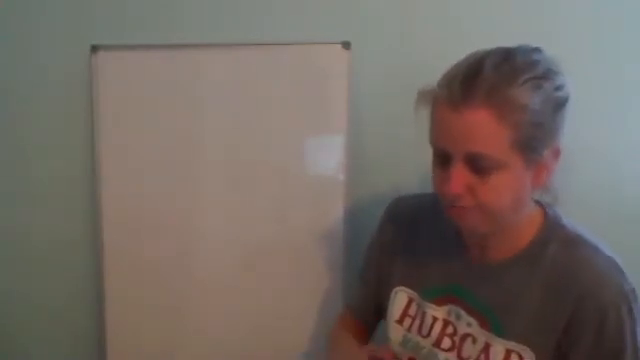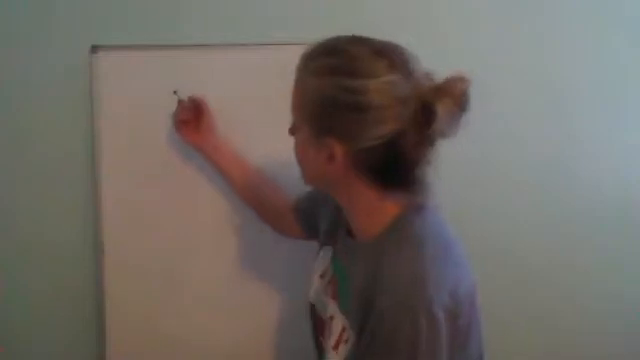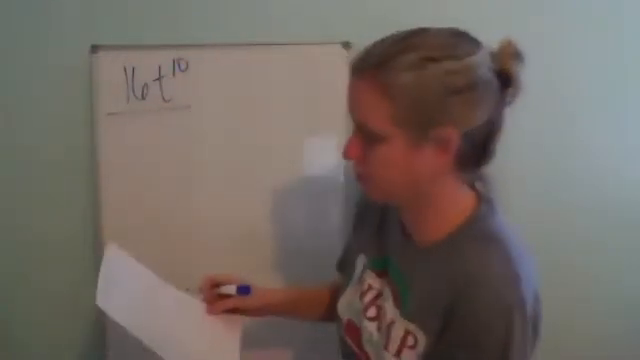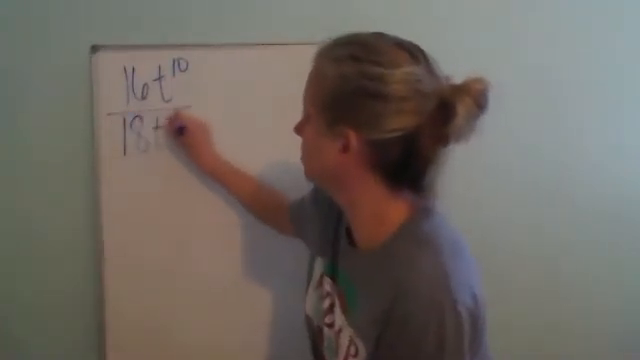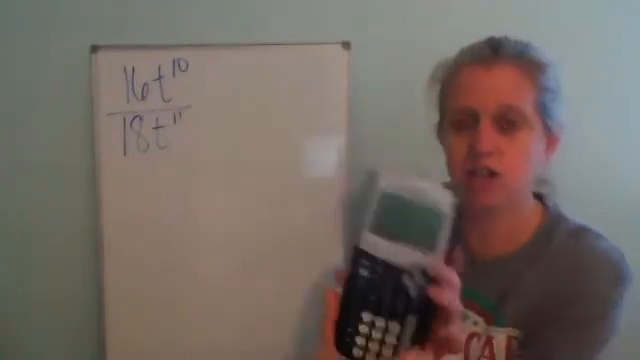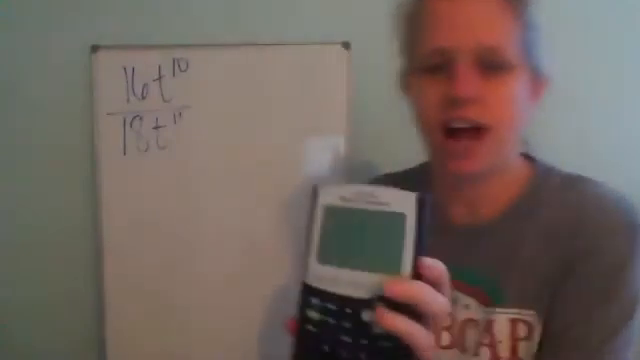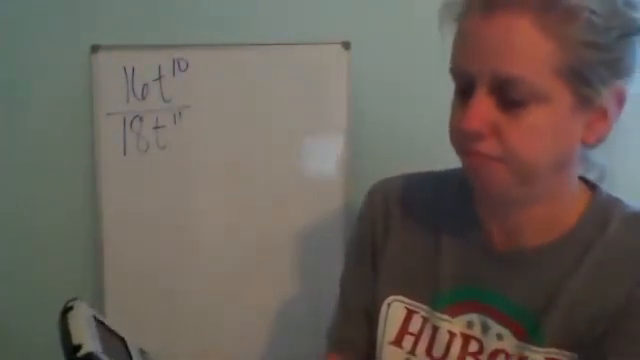Okay, number 1 says to simplify 16t to the 10th over 18t to the 11th. So when we're doing this, remember we always have our calculator that can do the number part of the reducing for us, because that's what we're doing. We're reducing this fraction. So you'll just type in the number part, which is 16 over 18.